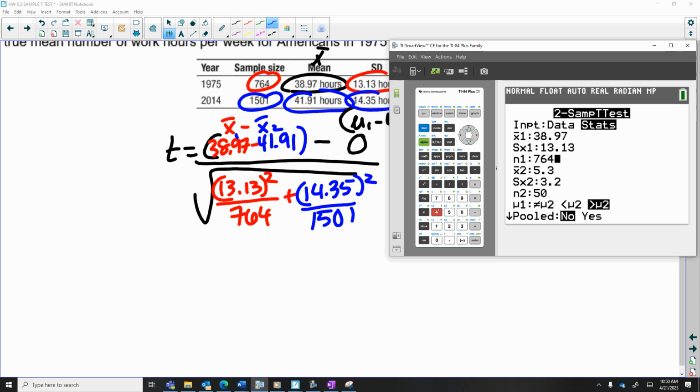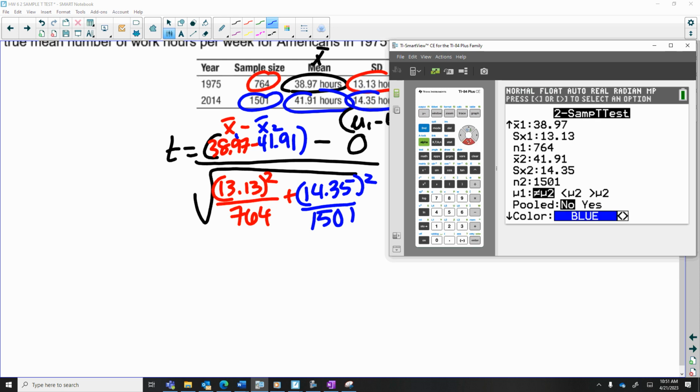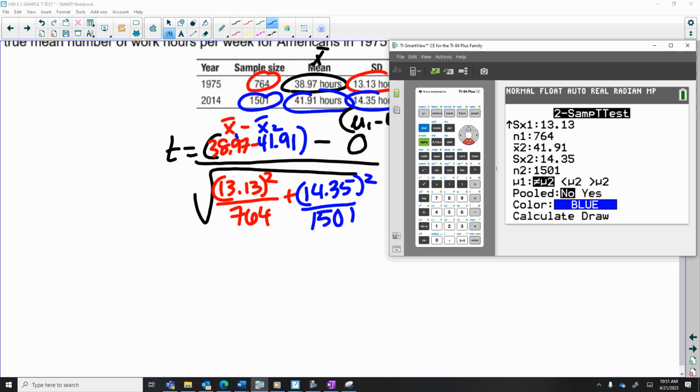Make sure this all looks good. Now our x bar 2 is 41.91, S2 is 14.35, and our N2 is 1501. Then we chose a not equal to sign because it just said different. I just want to remind you guys, we do not pool for this. We never pool for means. We only pool for the 2 proportion z-test, which is that special case. So choose no, choose calculate, and drop.